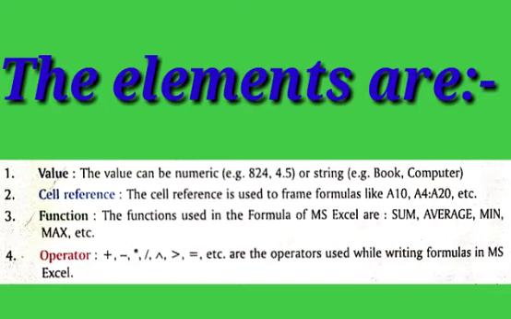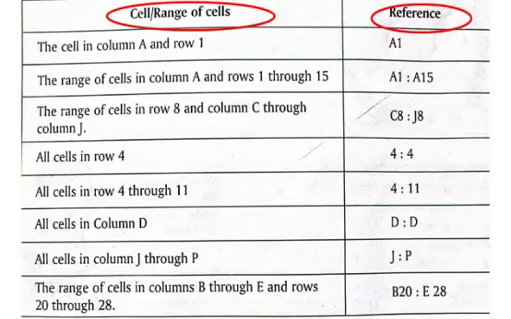Cell reference. The cell reference is used to frame formulas. Functions. The functions used in the formula of MS Excel are sum, average, minimum, maximum, etc. Operator. Plus, minus, multiplication, division, equal to, etc. are the operators used while writing formulas in MS Excel. Children, in this chart here, you can see the cell range and reference. That means the first cell will be known as A1.